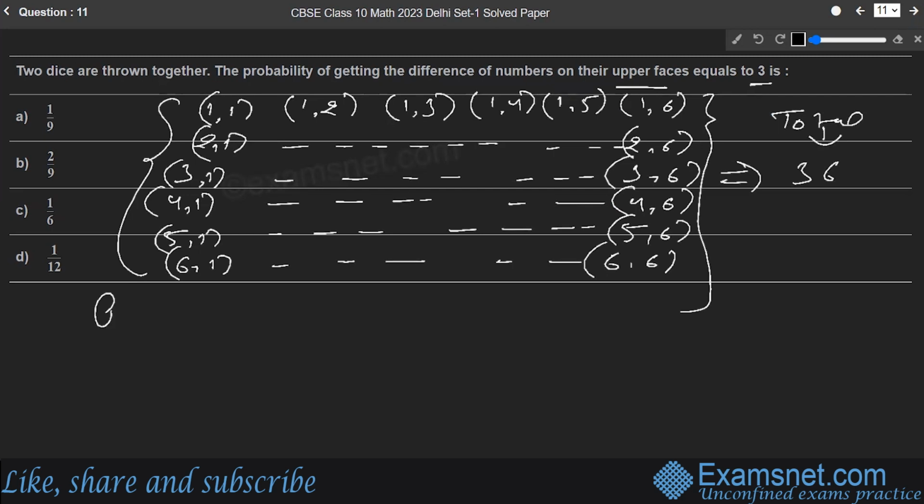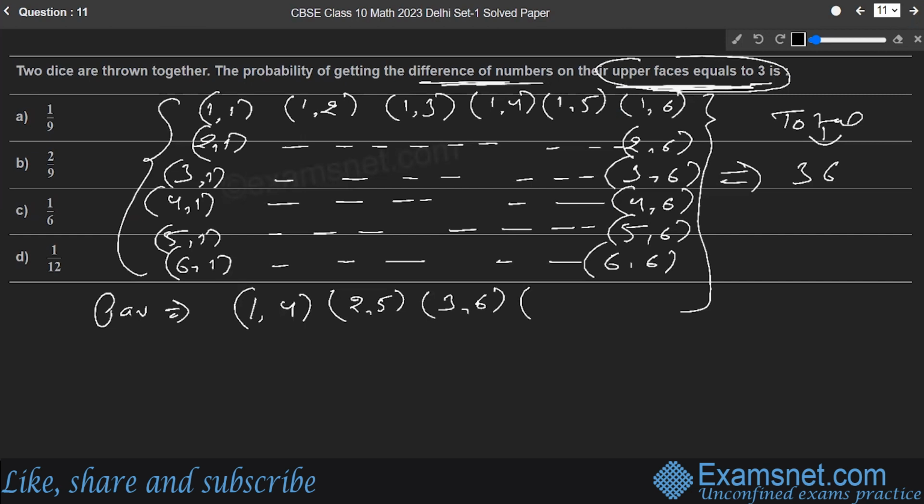Now what are the favorable cases? Because we are finding the probability, we need to know the favorable cases, which are the ones we require to appear. The difference of the numbers on the upper faces should be 3. In what way can we obtain the difference as 3? We can have 1 4, which gives a difference of 3. We can have 2 5, which gives a difference of 3. Similarly 3 6 will also give it. Then we can have 6 3, then 5 2, then 4 1.